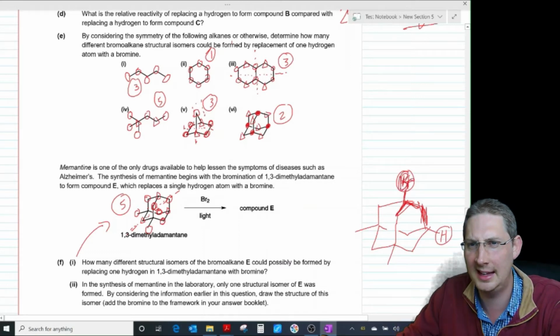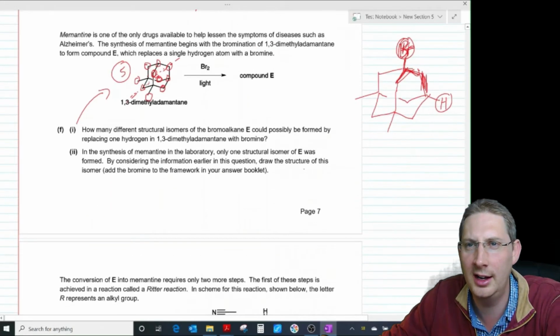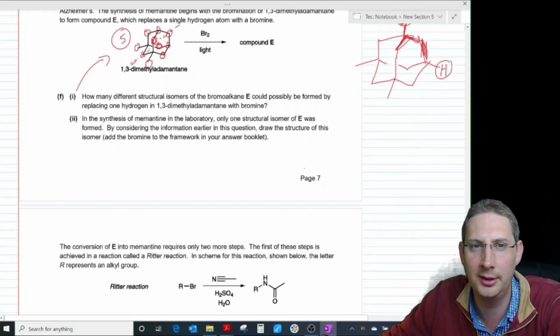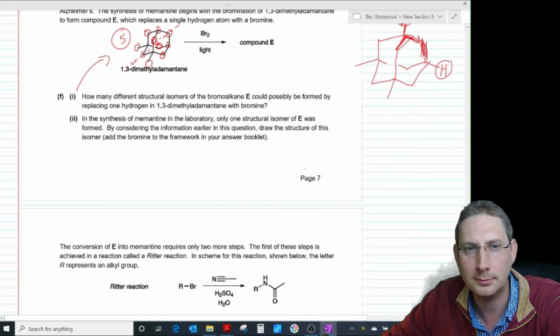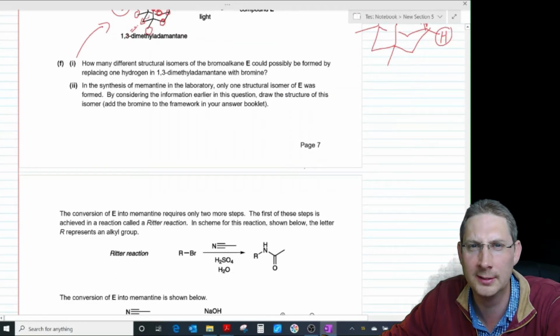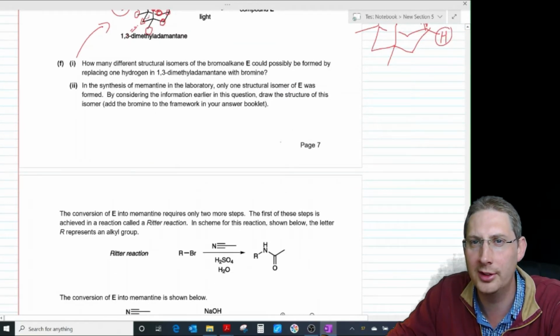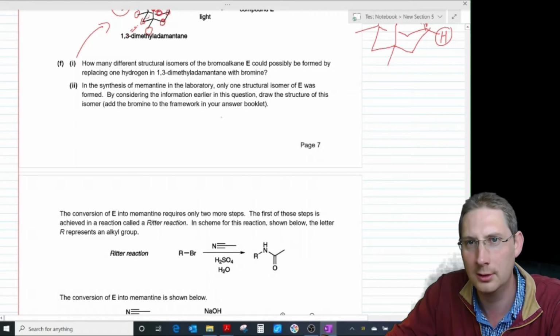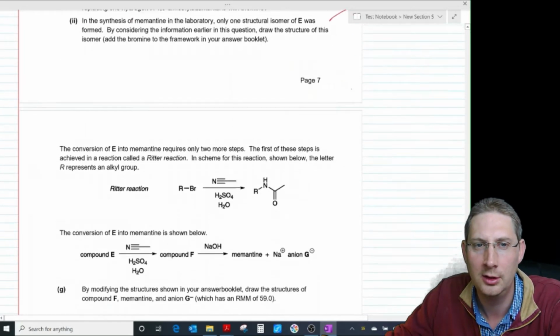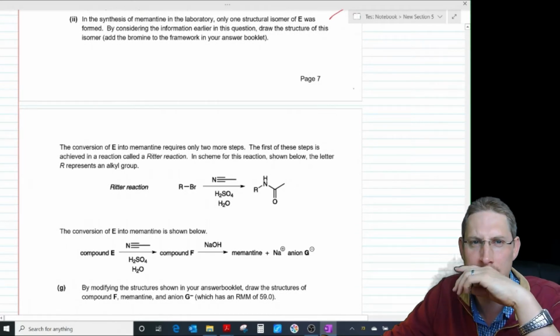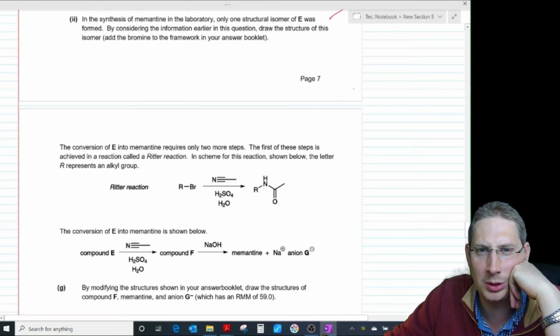That's my best guess based on the fact that it seems to be the carbon, the one that's attached to 3 other things, no other hydrogens. So that was that question. Lost my pen again. There. The conversion of E into memantine requires only 2 more steps. The first of these steps is achieved in a reaction called a Ritter reaction.